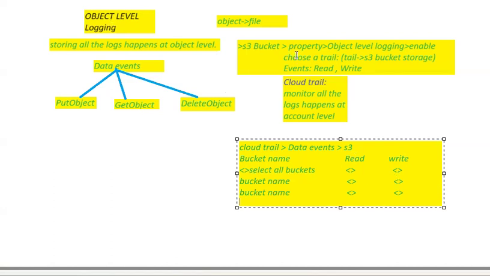So if you want to provide multiple buckets at the same time, or a single bucket from the CloudTrail, this is the way. Also, you can provide object level logging for all the buckets from CloudTrail.